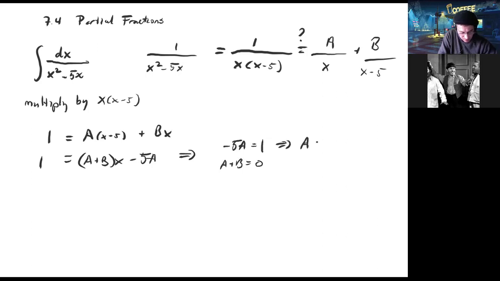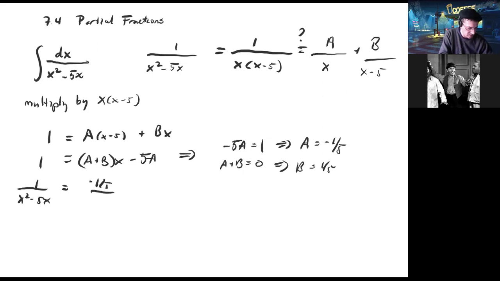Now, if negative 5a is 1, that tells us what a is. A is minus a fifth, and b is going to be plus 1/5. So we see from this that 1 over x squared minus 5x can be rewritten as negative 1/5 over x plus 1/5 over x minus 5. And we'll see in a moment that's good. We'll be able to solve this integral in this example in a moment, but I want to tell you another method of actually solving these equations.